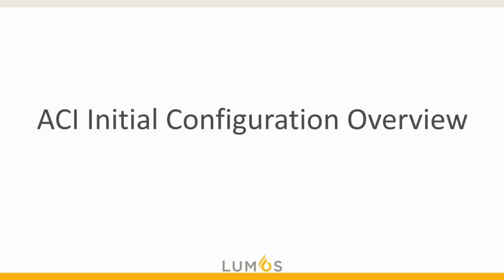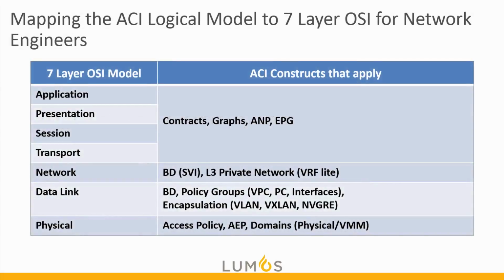So to begin with, let's take a look at the initial configuration overview. One of the things we would like to do at the outset is map the traditional 7-layer OSI model for network engineers to the ACI logical model. Some of this terminology we've already introduced, and we'll be unpacking it in a lot more detail in this and the next module.